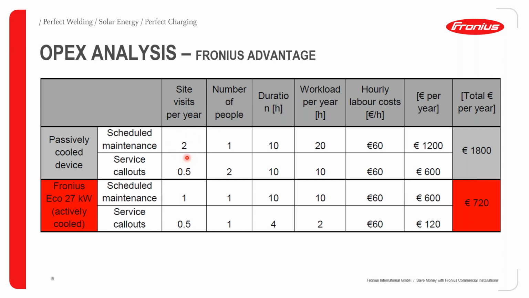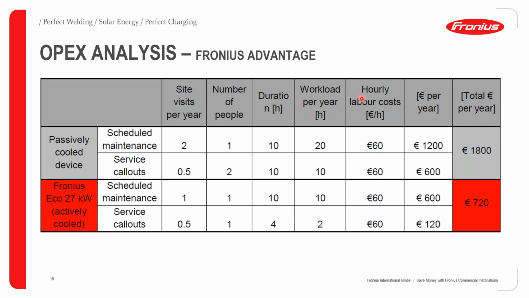So therefore, minimum 2 visits per year. With a Fronius Eco inverter actively cooled, of course, it's able to blow away some of the dust on the heatsink itself. But if you need to check on the cooling system, maybe 1 visit per year is required. So the number of people required to go on site for scheduled maintenance for the passively cooled is 1 person, then 2 people for the service callouts, and in the same case, we need only 1 person for whichever case with a Fronius Eco inverter.